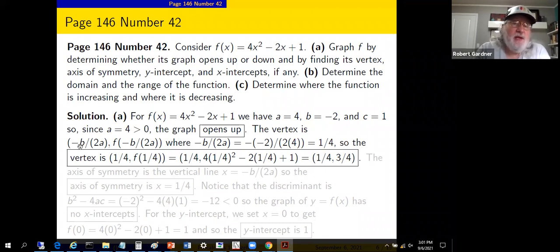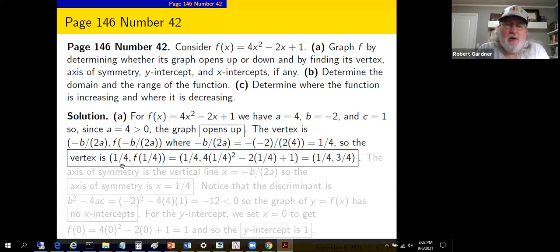Well, the vertex is -b divided by 2a, and f of -b divided by 2a. Granted, we had a formula for that, but let's just use the function to figure it out. We've got specific numbers here. -b over 2a: b is -2 itself, a is 4, so -b divided by 2a will be -(-2) divided by 2 times 4. Careful with the parentheses there. So we get 2 divided by 2 times 4. The 2's cancel, and we get 1/4. So 1/4 is the x coordinate of the vertex.